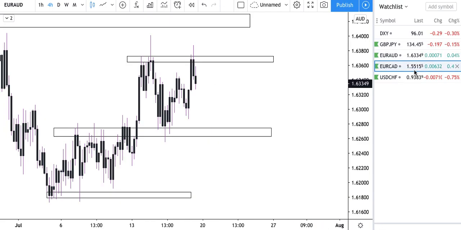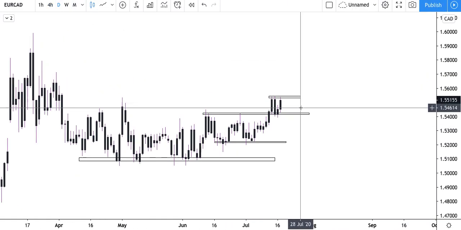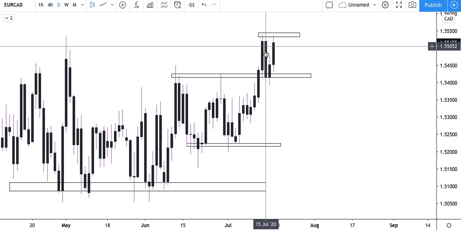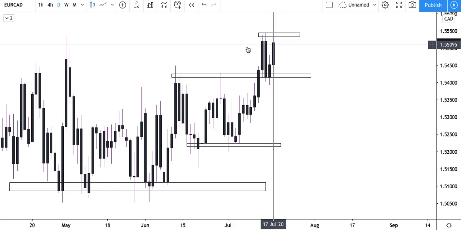Now, the third setup I have for you guys is EURCAD. So EURCAD has been doing very well. We actually had a breakthrough of this level of consolidation. We broke towards the upside. We had a bearish engulfing here. And then we had an inside bar here as well with a nice follow through.